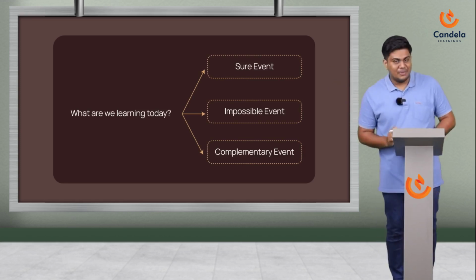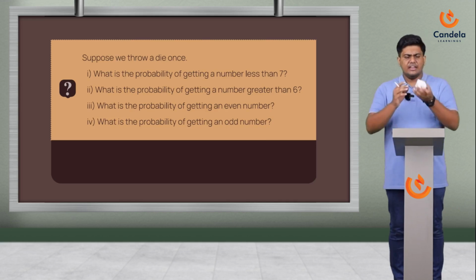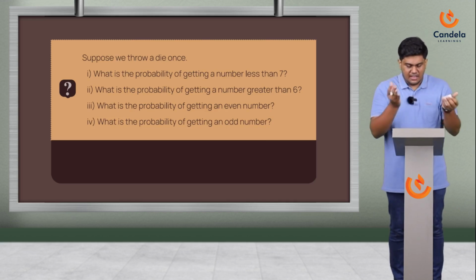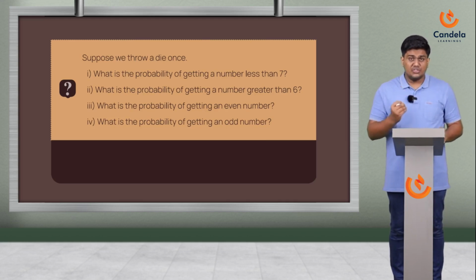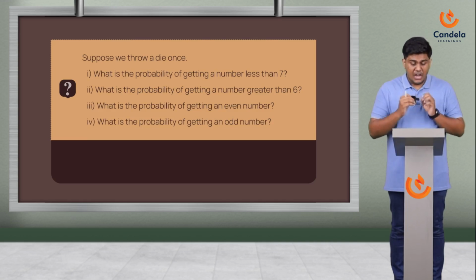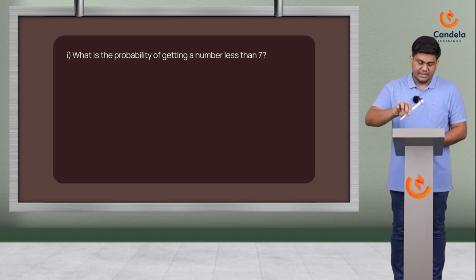Alright, let's begin. Here is a question. Suppose we throw a die once. So I have a die, and I throw this once. There are 4 questions given. Let's look at each question one by one. Question number 1: what is the probability of getting a number less than 7?